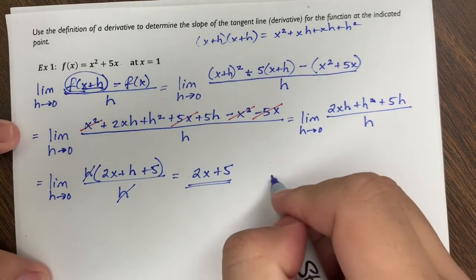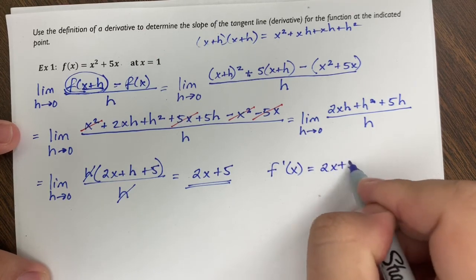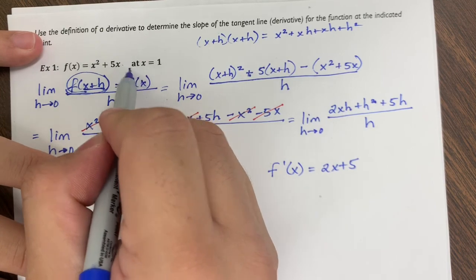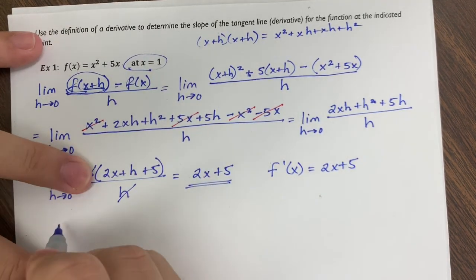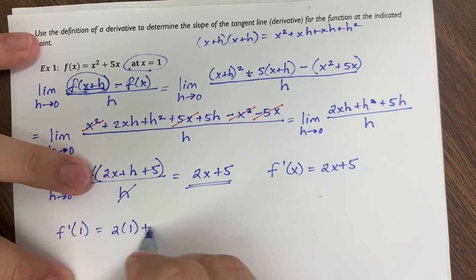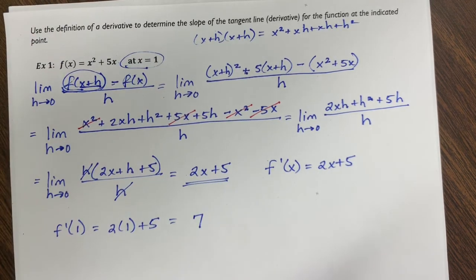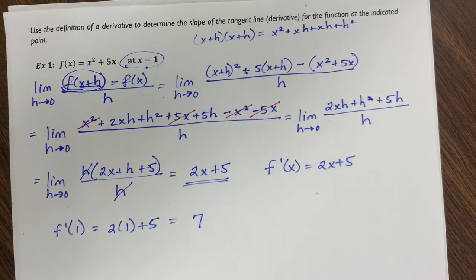Okay, so I'm going to rewrite this as the derivative of the function is equal to 2x plus 5. And then if they wanted you to know the slope of the tangent line at x equals 1, you just have to plug in 1 into this. So f prime of 1 is just equal to 2 times 1 plus 5, and that's equal to 7. So that's essentially how you find the derivative at an x value. At least this is how we're going to start off doing it.